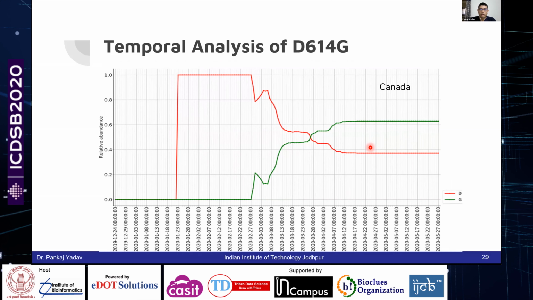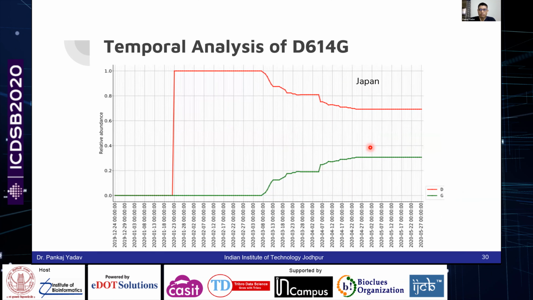This is a similar trend that we see in Canada. Whereas if you look at Japan, only the D type was highly prevalent, whereas the G type was not able to boost.